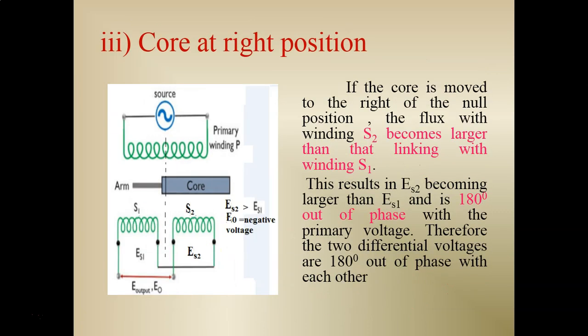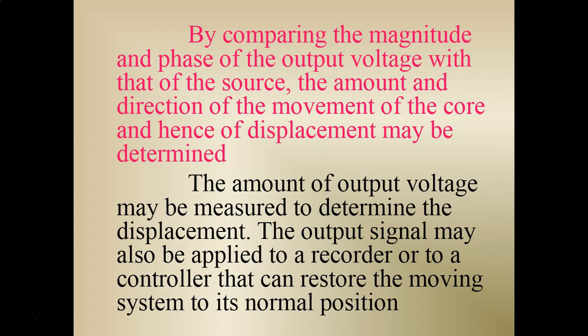Core at right position. If the core has moved to the right, the flux induced in secondary winding 2 will be greater than the flux induced in secondary winding 1. Since the flux induced in secondary winding 2 is greater, the voltage in secondary winding 2 will be greater than the voltage in secondary winding 1. Therefore, the output voltage ES2 will be of greater value. Therefore, the two differential voltages are 180 degrees out of phase with each other.